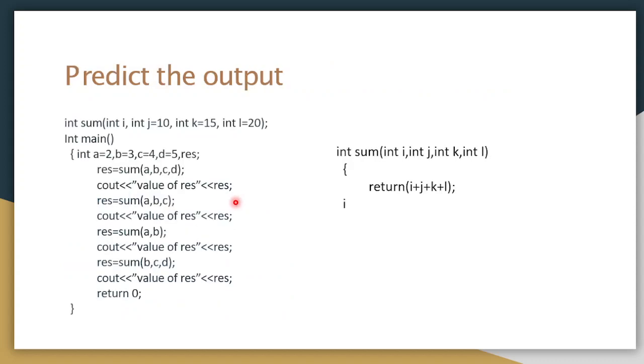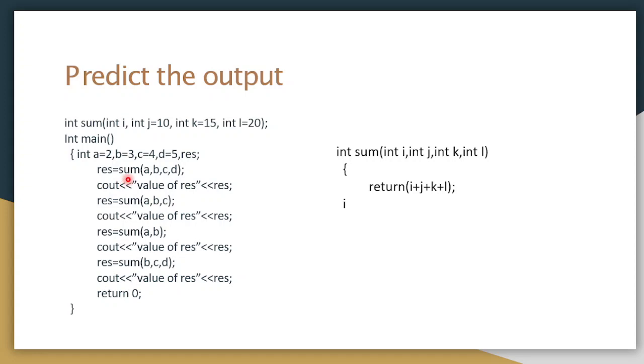Now here we have a program. Here we have a function which accepts four values and returns the sum of the four integers. In the function prototype, for the function declaration, we have an integer i which doesn't have a default value. Then we have integers j, k and l which have default values.